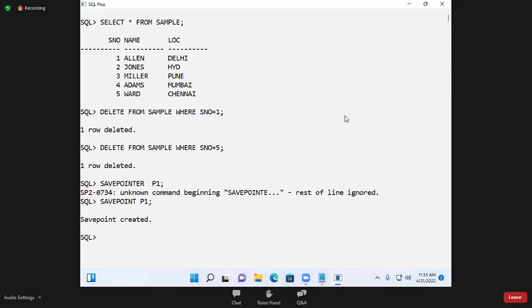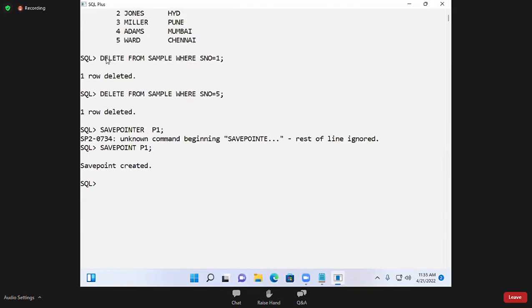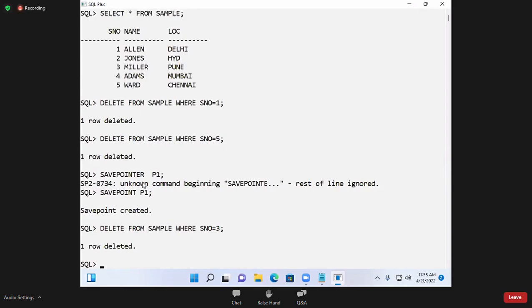So let me show the same thing here. First row deleted, saved under instance memory. 5th row deleted, saved under instance memory. And after I create the pointer, memory is allocated for the pointer. In this pointer, the specific row you wanted, where serial number equals, suppose, 3. I deleted that too, but it is saved under your pointer memory.